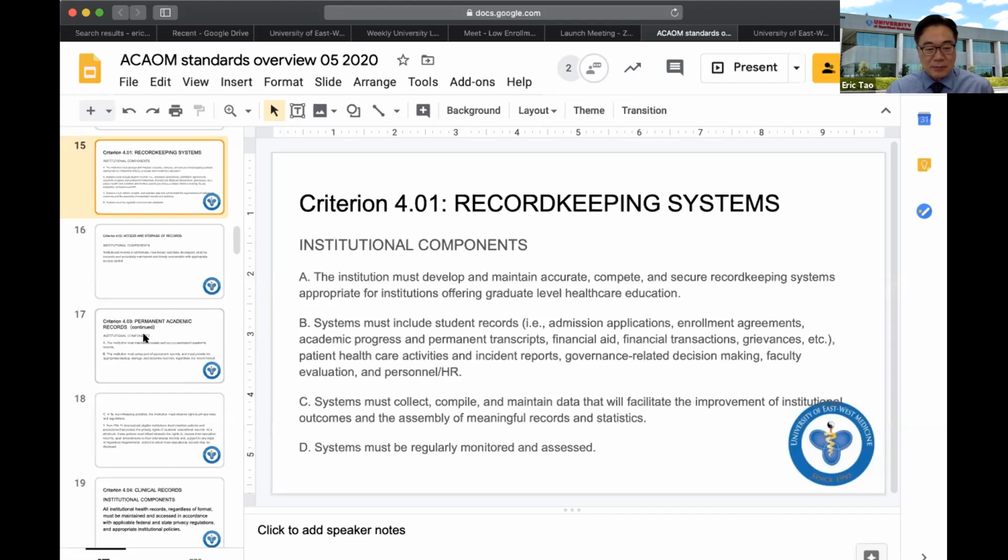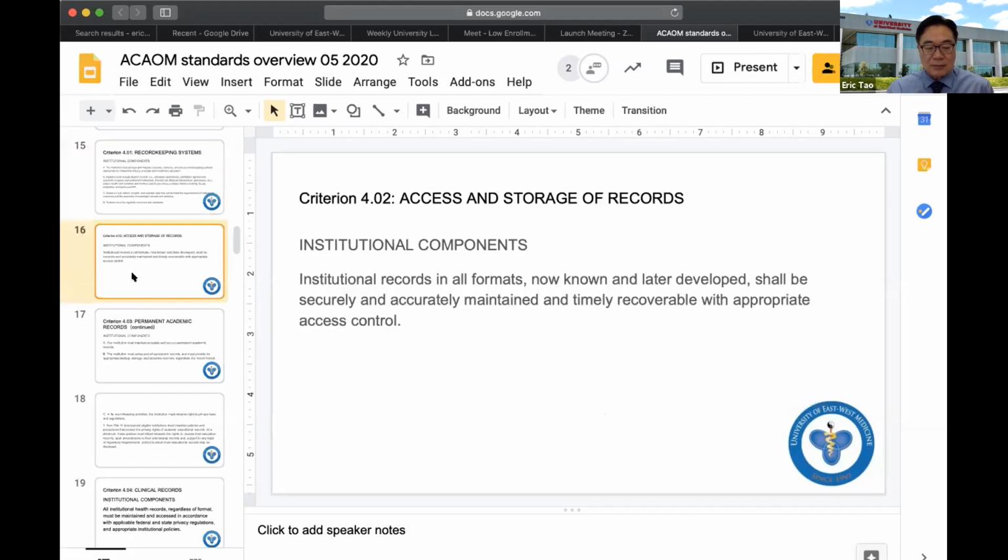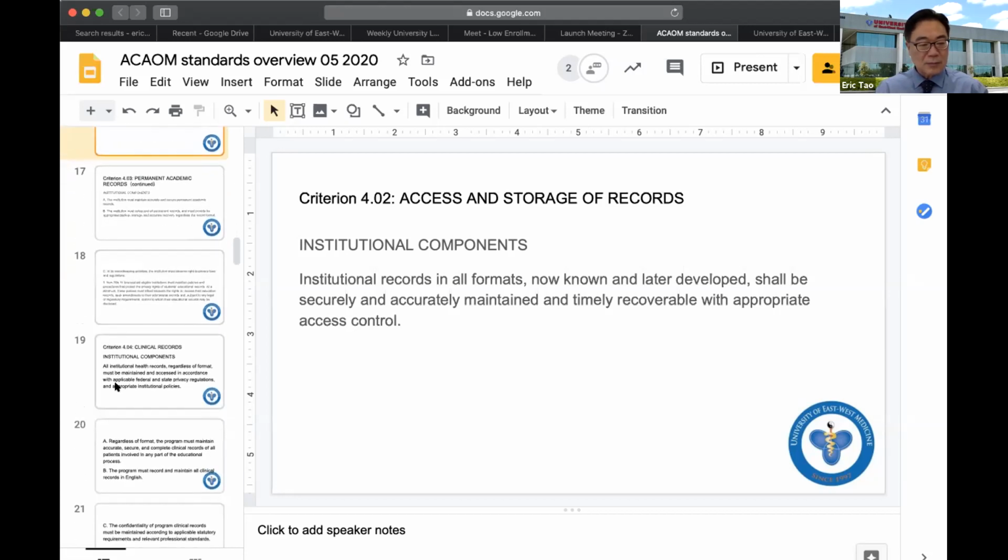Dr. can you go to number 16? But now we have updated our record keeping system. Now we are pretty good. The students' files and the academic records, now we are doing pretty good. Number 17.